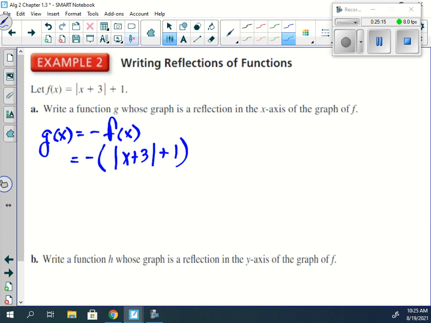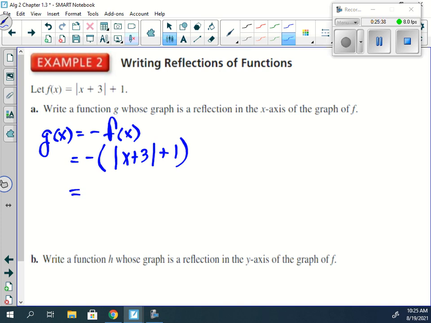In the last few, it really didn't matter. We had one where we had to do some distributing, but some didn't. And I always put it there just so I'm in the habit of doing it. Because of a case like this, or if we have a number out front. Because here, I can't just drop the parentheses and be done. I have to distribute this negative all the way through.